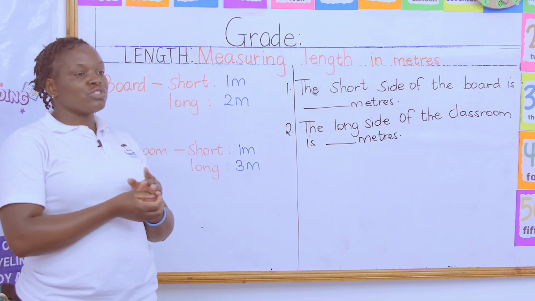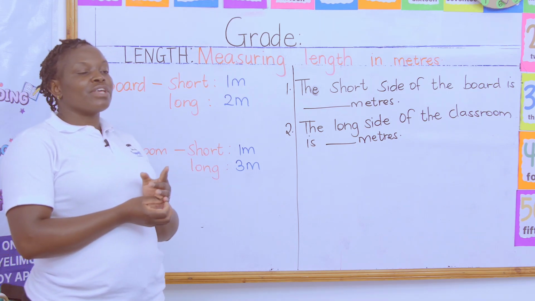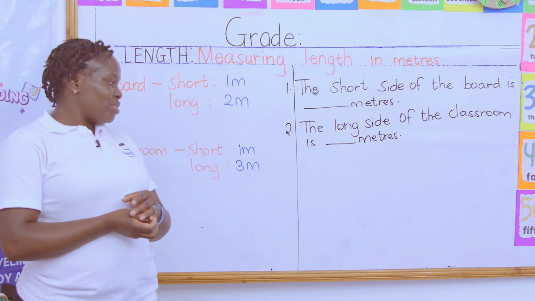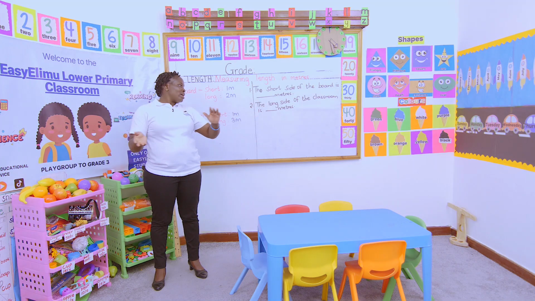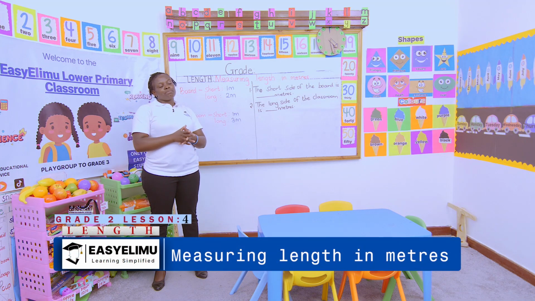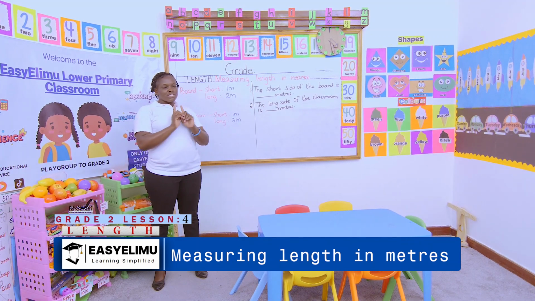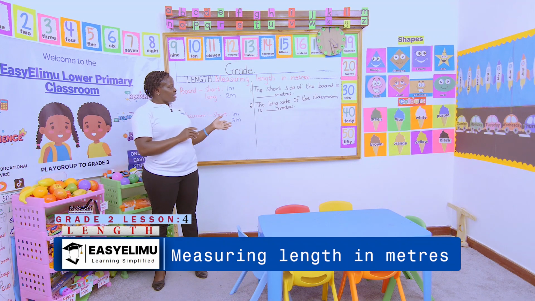Now when you go home, I want you to measure the longer side of the house, that is the sitting room, using something that is next to a meter. Then you'll tell me how many meters are the long side of your sitting room, how many meters are the short side of your sitting room. Any question up to there?